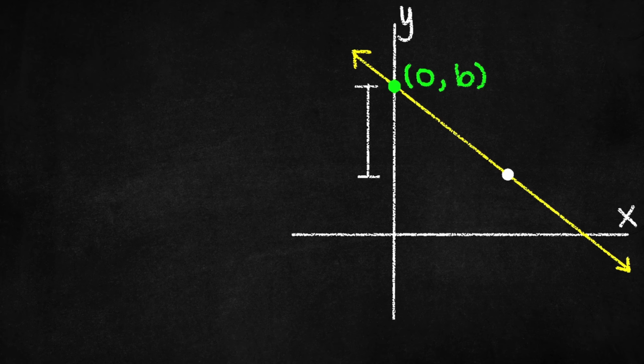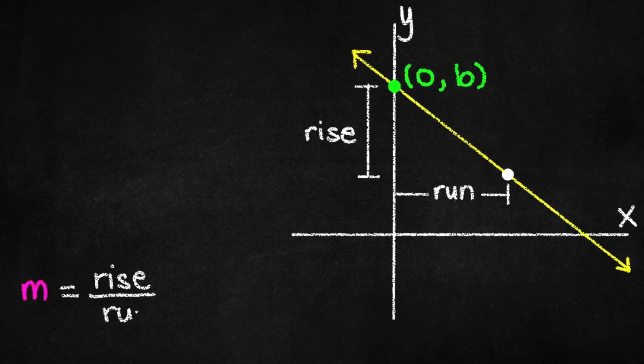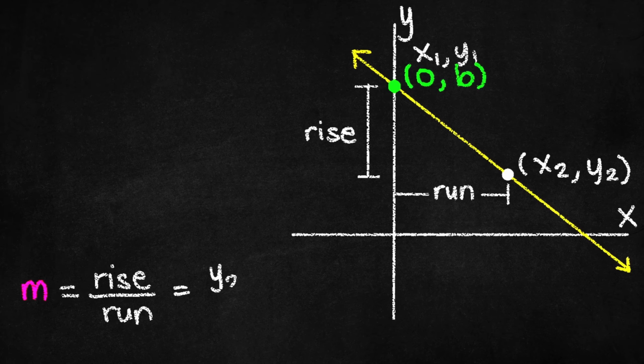The vertical distance between these 2 points is called rise. The horizontal distance between them is the run. The slope of the line is the ratio rise over run. If this point has the coordinates of x2, y2, and this point is x1, y1, then the slope is equal to y2 minus y1 over x2 minus x1.